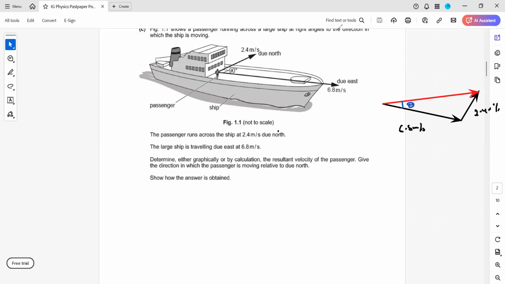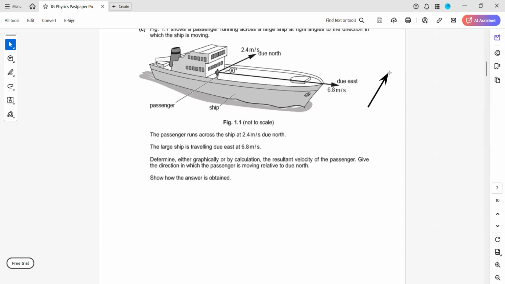It's not that you have to draw 6.8 due east first. You can also draw the north one first. We are not using a scale diagram, so we don't have to say how many centimeters equal what. We are just roughly sketching the figure. Yes, it is important to draw.